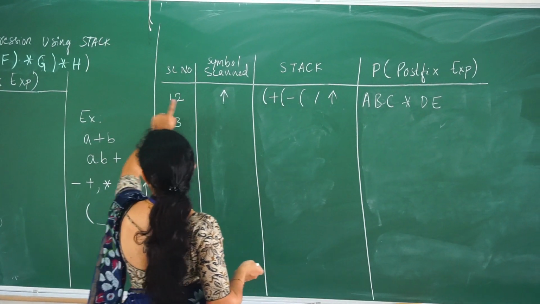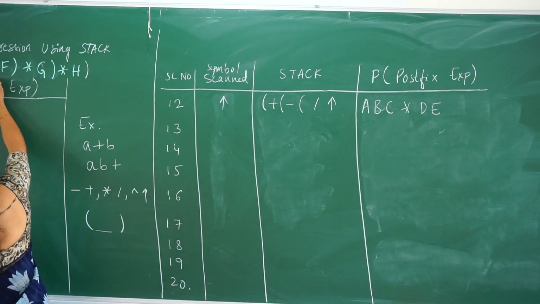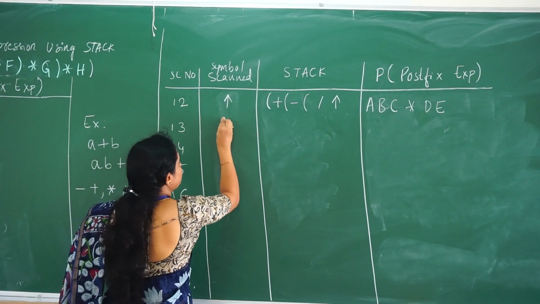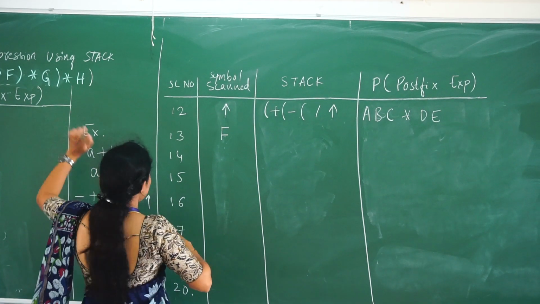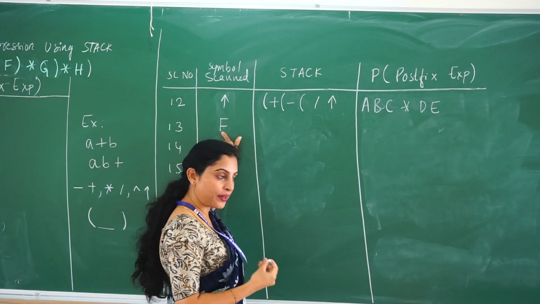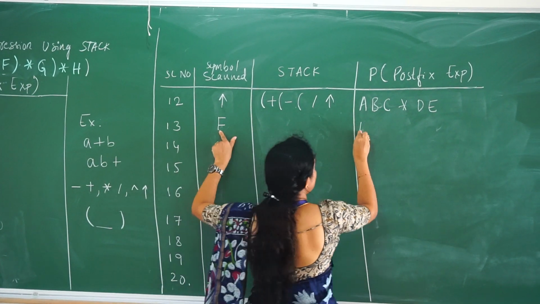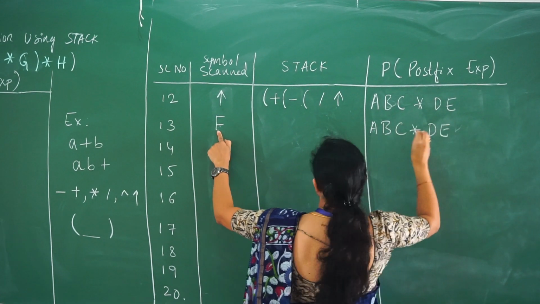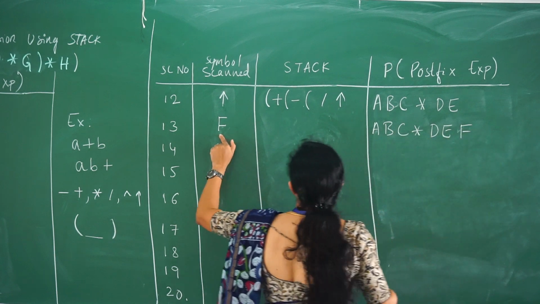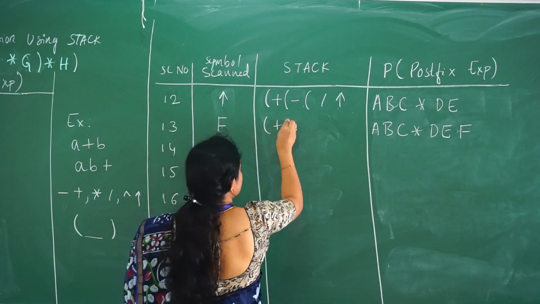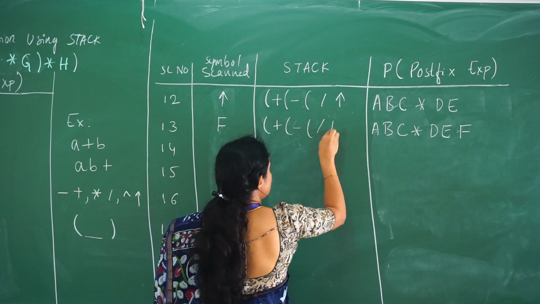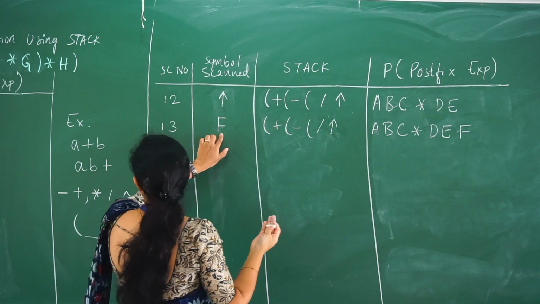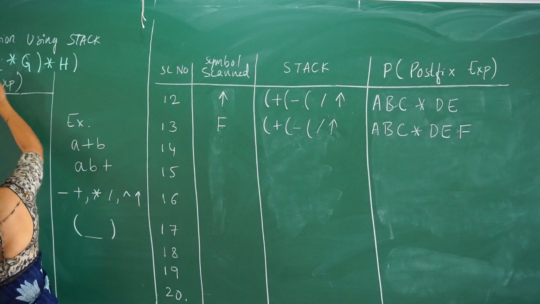So the next scanned symbol is F. F is an operand, so directly place it in the postfix expression. The stack remains the same, division, arrow key. So the next scanned symbol is a right parenthesis.